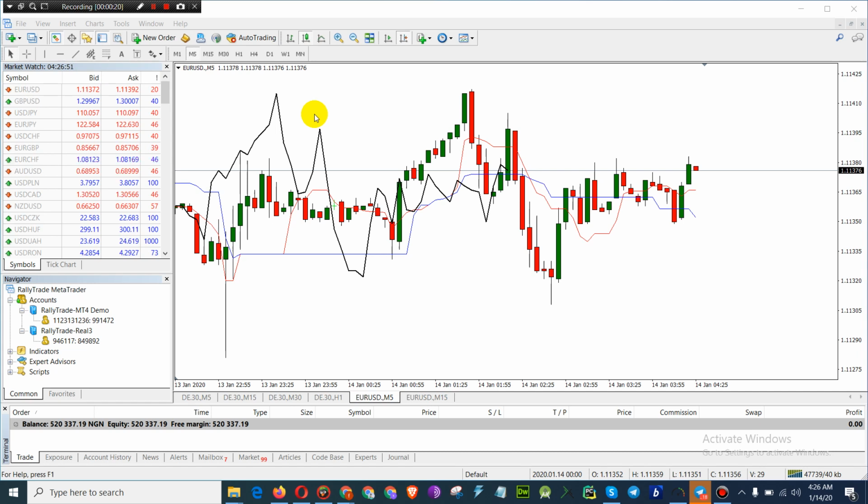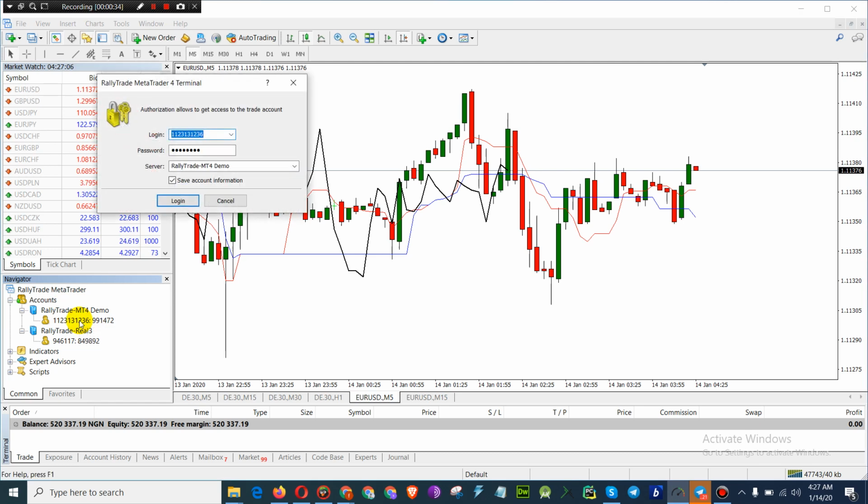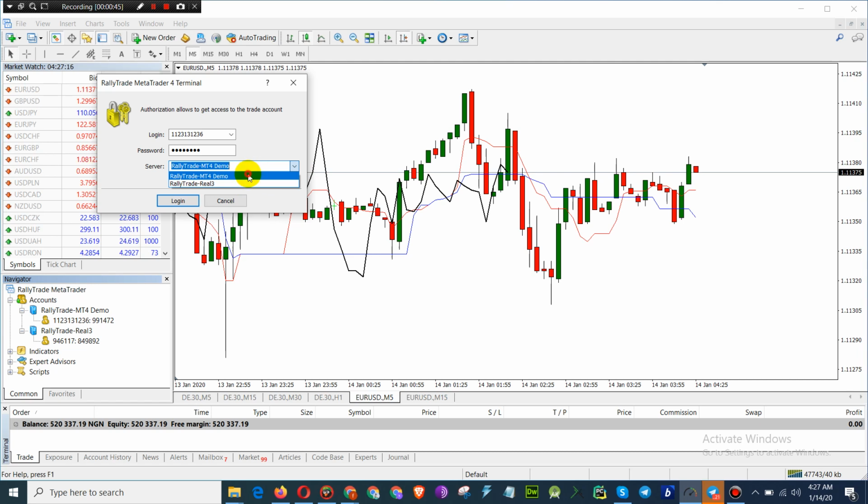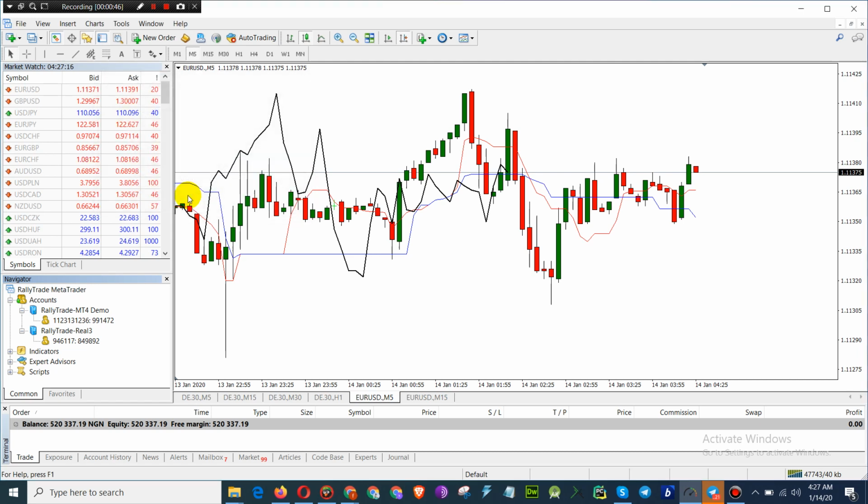All right, in my previous video, I showed you how to log into your demo account. If you haven't done that, you can go and watch the video, but let me log in again so that you can see. So from here, I can log in directly. This is my login, this is my password, and I choose Rally Trade MT4 demo, and this is real for real account. So just log in and that's all.